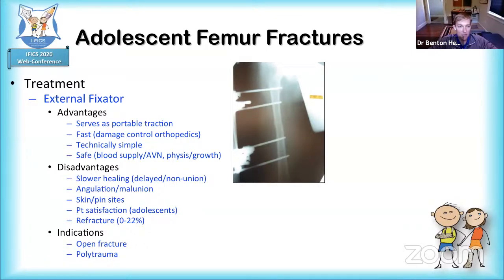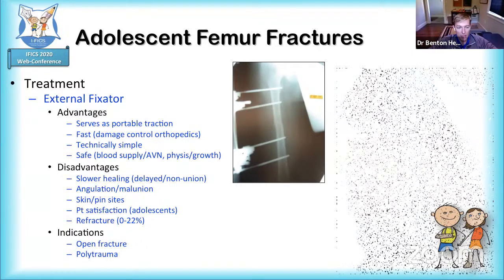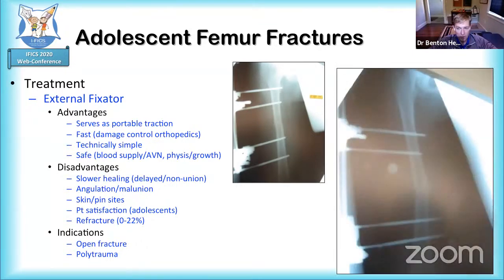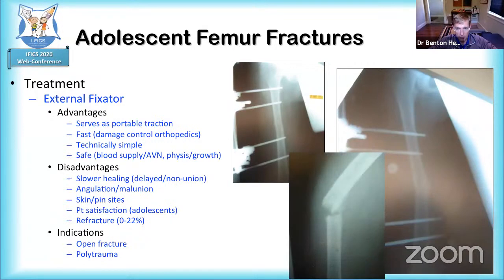Disadvantages as a definitive fracture treatment option: higher rates of delayed or non-union, i.e. slower healing. We have issues with our skin and pin sites. There's a question of patient satisfaction, as well as a reasonable refracture risk upon ex-fix removal. So our indications may be open fractures. Here's a case of angulation, and then here's a case of refracture through a previously external fixator applied fracture.